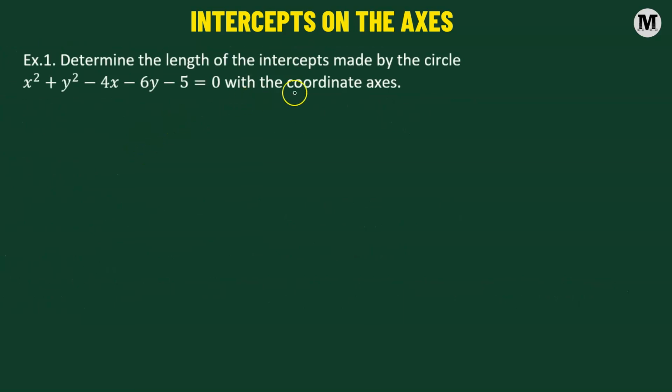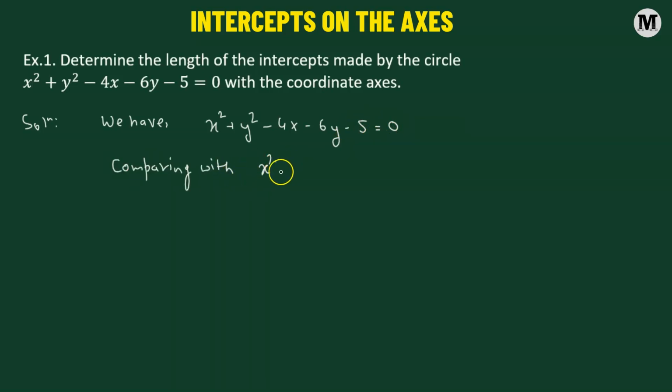Problem number 1. Determine the length of the intercepts made by the circle with the coordinate axes. We have the equation of the circle given in the general form: x squared plus y squared minus 4x minus 6y minus 5 equals 0. We are going to compare it with the general equation of the circle, which is x squared plus y squared plus 2gx plus 2fy plus c equals 0. Then we're going to get the values of g, f and c.